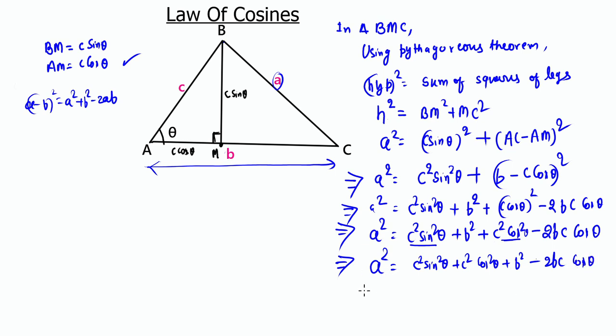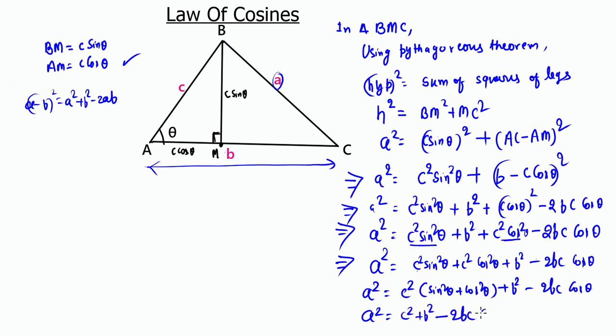So here we can get A square, and we can take C square common, that gives C square times sine square theta plus cos square theta, plus B square minus 2BC cos theta. Now we know that sine square theta plus cos square theta is 1. So this becomes C square plus B square minus 2BC cos theta. So this is our cosine rule.